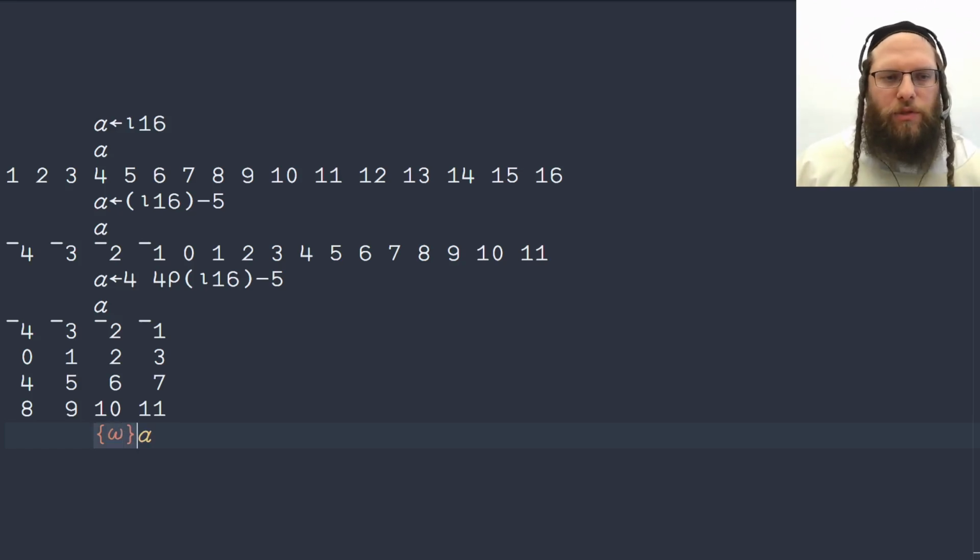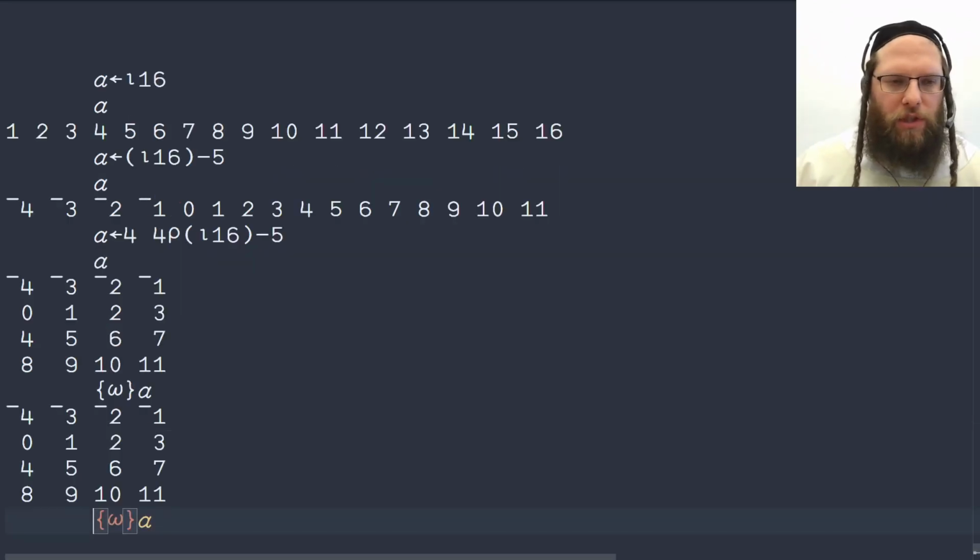This is a function. It's enclosed in braces to mark its limits, and omega refers to the right argument, because omega is the rightmost letter of the Greek alphabet. So this is an identity function. It doesn't do anything.